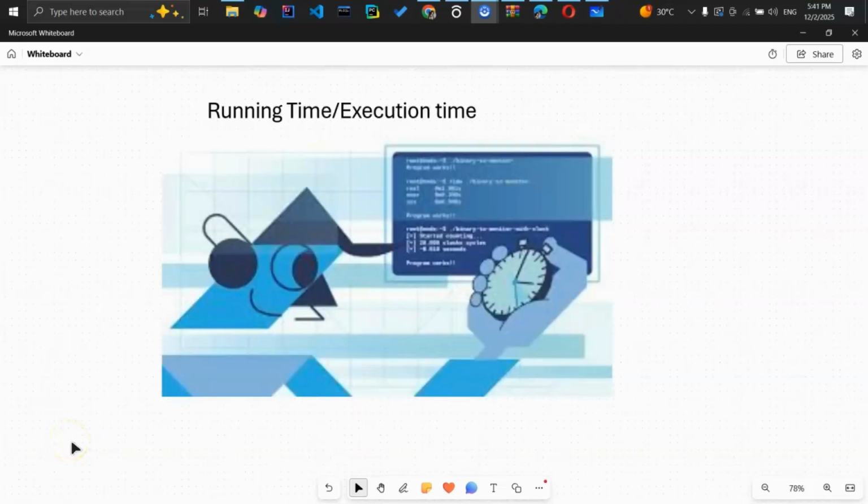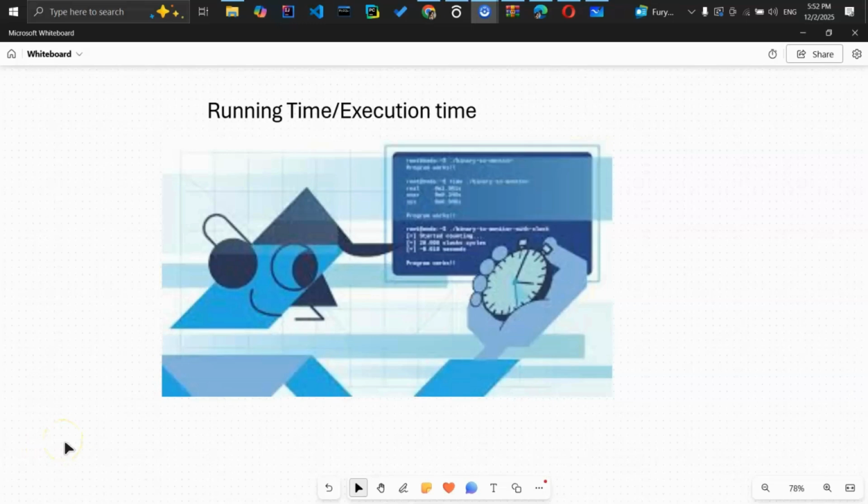We measure running time in steps, not seconds. This makes the analysis machine independent. We have three types of running time and we will explain those in depth later. Running time is expressed asymptotically to describe how it grows as the input size increases.